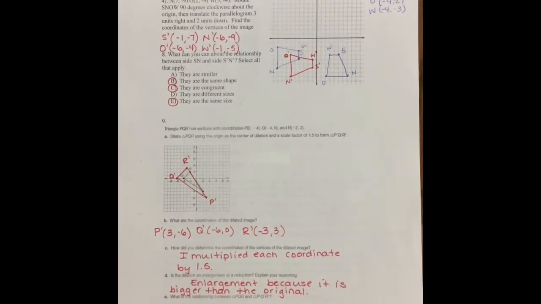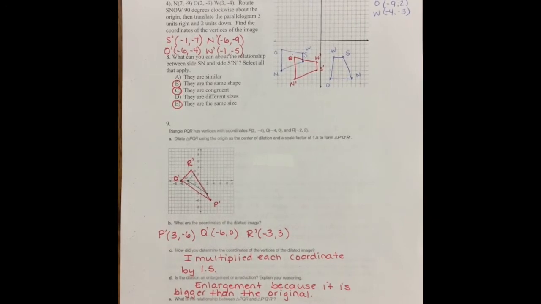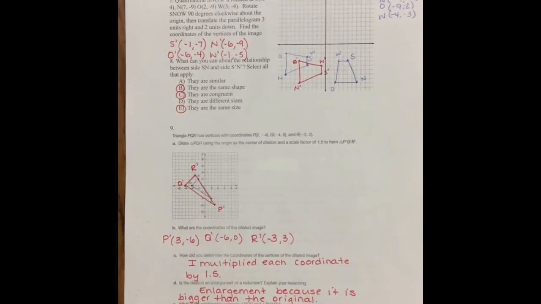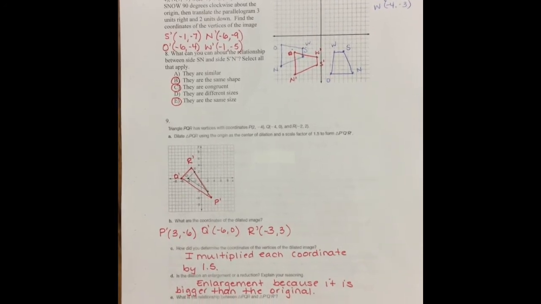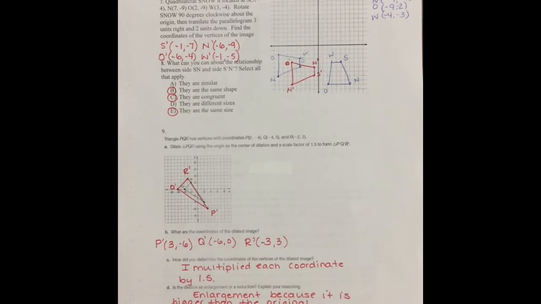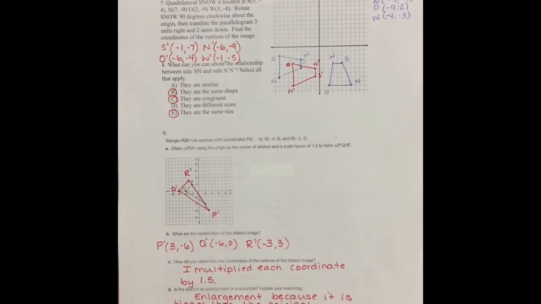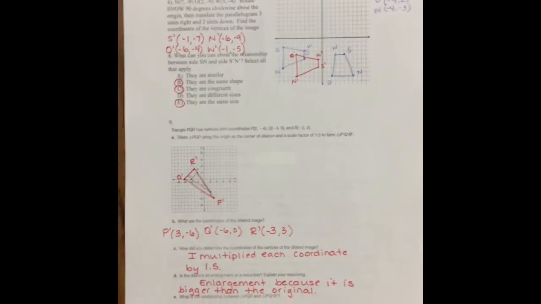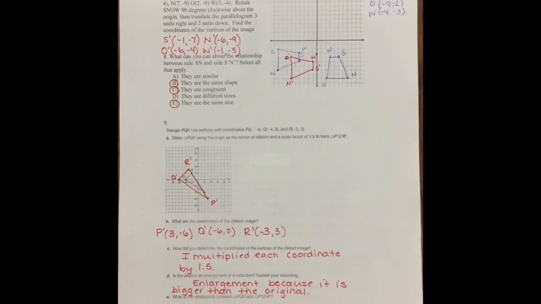Number 9, you are dilating by a factor of 1 and 5/10. You multiply each coordinate by 1.5. When you do that, you would get your answers here. How did I do that? Multiplied each coordinate by 1 and 5/10. It is an enlargement because it is bigger than the original. 1 and 5/10 is greater than 1. The relationship between the two triangles is that they are similar. Their sides grew in proportion, their angles are equal.